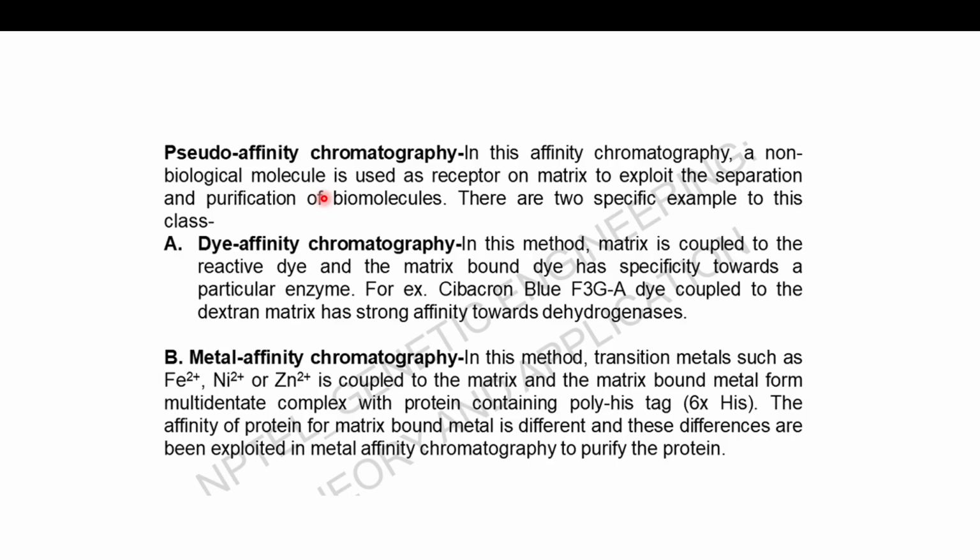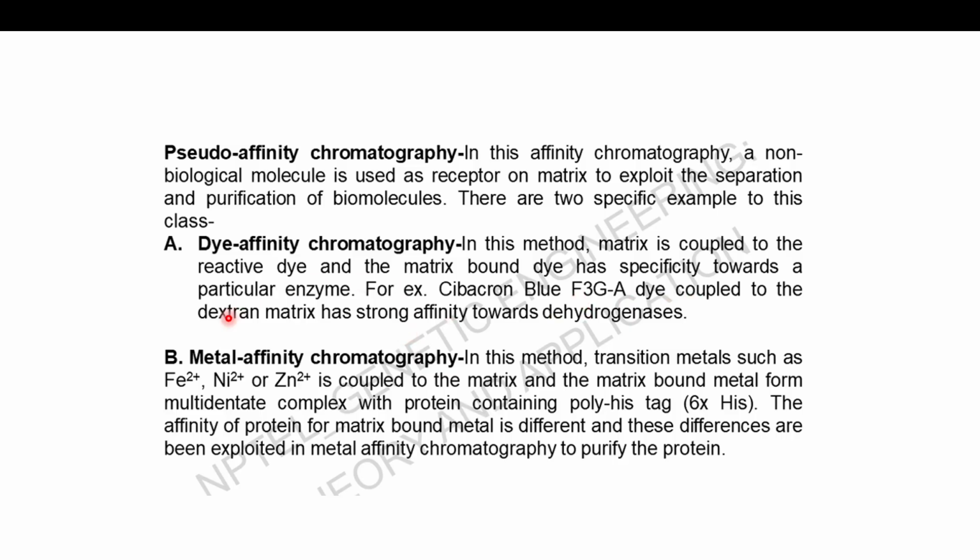And pseudo affinity chromatography has two specific examples, like dye affinity chromatography, where the chromatographic matrix has a reactive dye attached to it, and the matrix bound dye is specific towards, or specifically binds, a particular enzyme. Like there is this Cibacron blue F3GA dye, which is coupled to the dextran matrix, and this particular dye has a very strong affinity towards dehydrogenases.